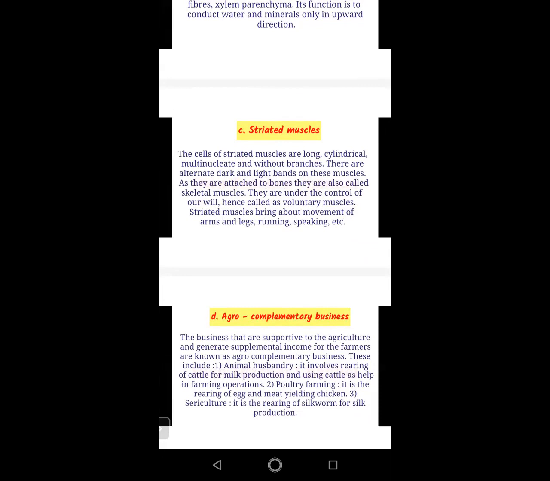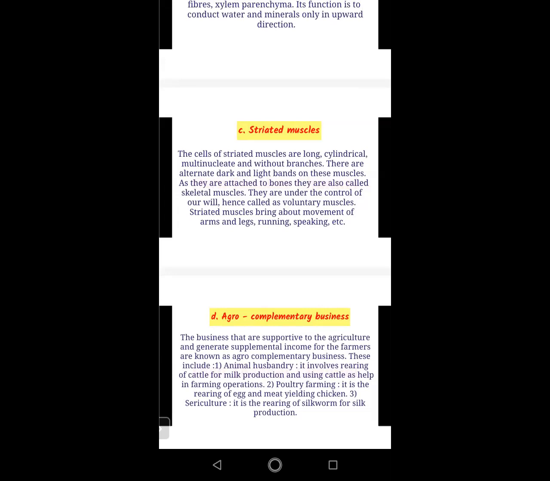Now the cells of striated muscles are long and cylindrical. जैसे घर का सिलेंडर होता है, इसकी वजह से उसे सिलिंड्रिकल बोला जाता है. Multinucleate. Multinucleate means they have more than one nucleus. That's why it has been called multinucleate. And without branches, they don't have any branches.